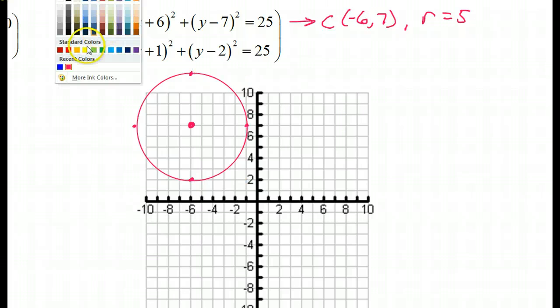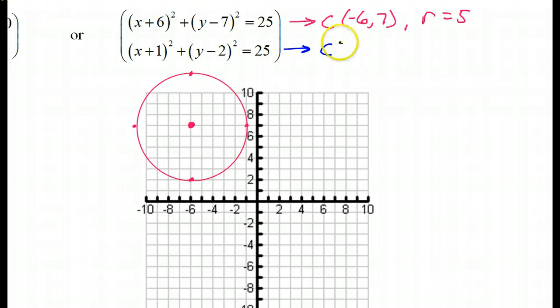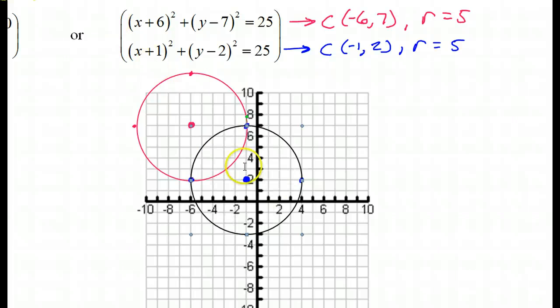Okay, now the other circle. The center of this circle is going to be at -1, comma 2. The opposite of these. And the radius is still 5. So if I go to -1, comma 2, there's my center. Now I'm going to go 5 in all directions. So that'll put me here, and here, and here, and here. Okay, so if I go ahead and graph that circle, it's going to look like this.